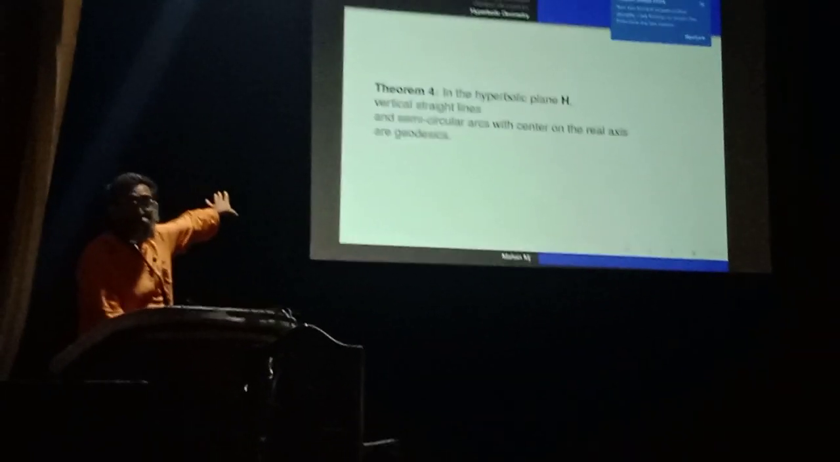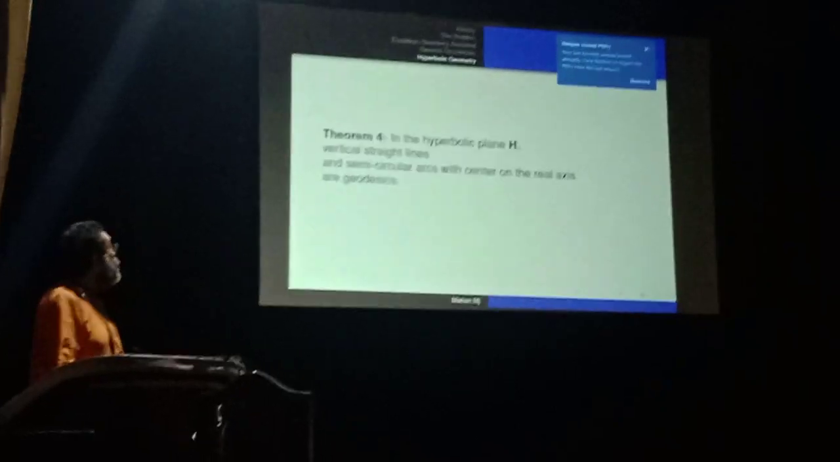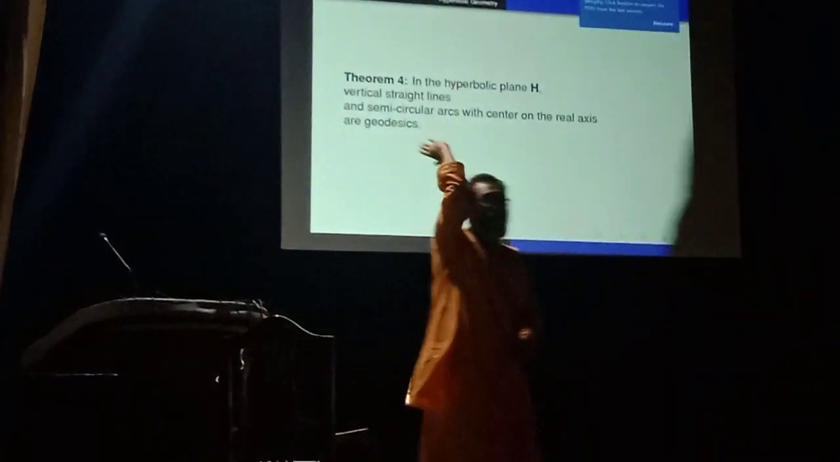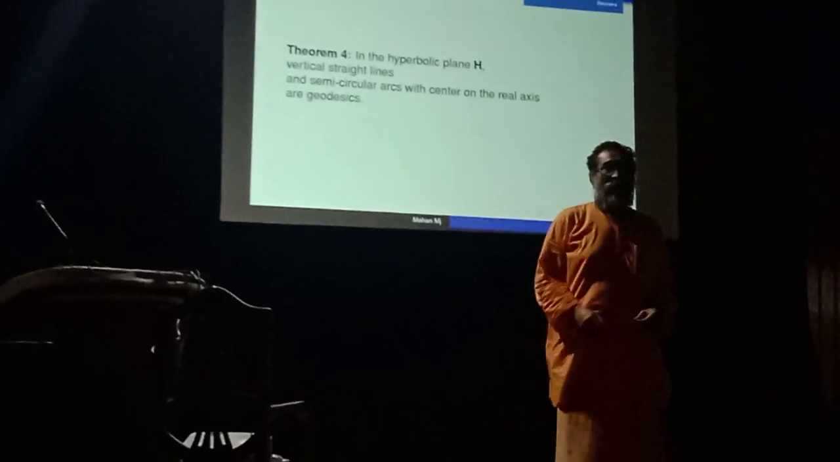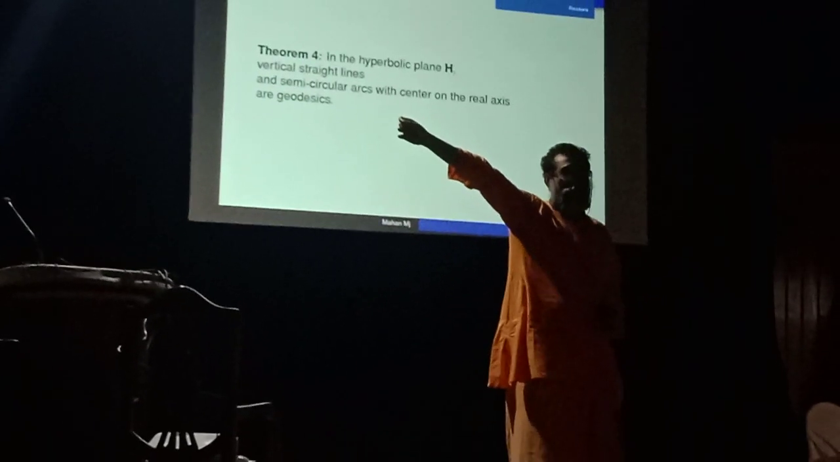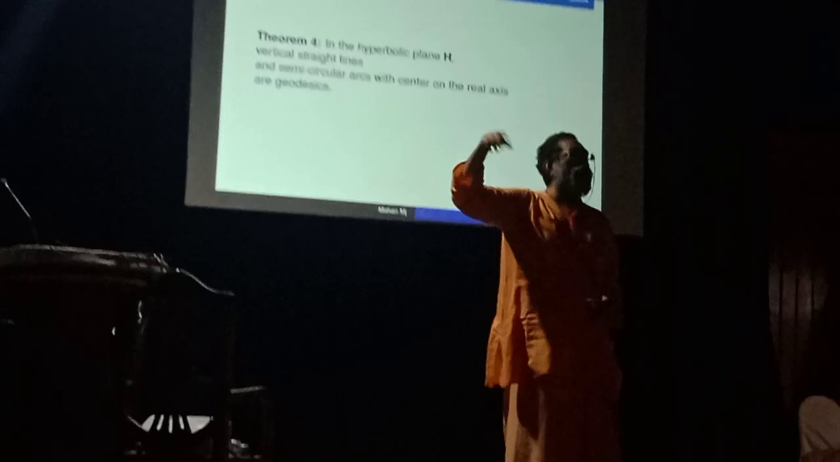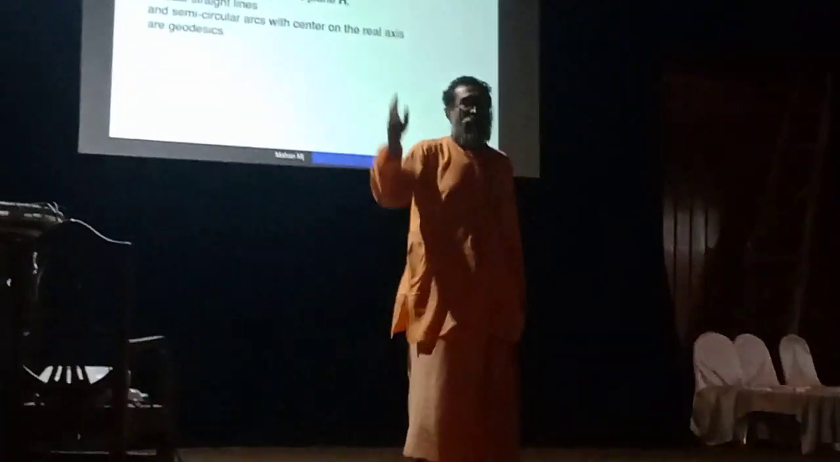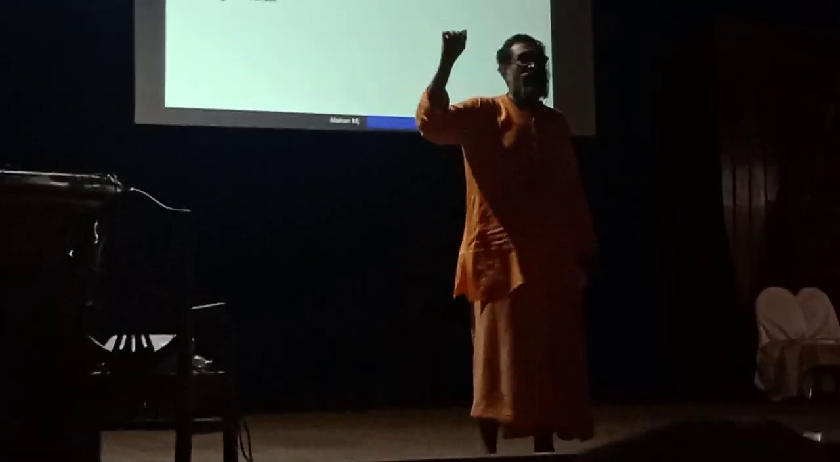Once you have this, now the question is: take the vertical axis, the y-axis. Take a point lying outside the y-axis. Which means what? Take x coordinate equal to 50, let's say, and y coordinate equal to anything you like. So x comma y with x equal to 50.